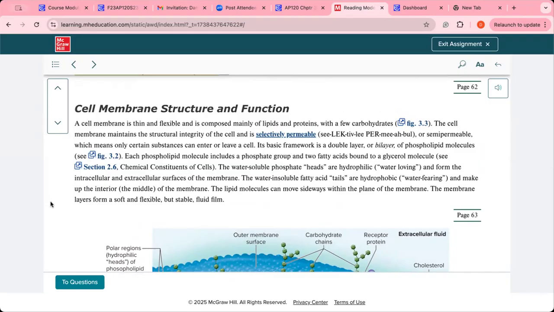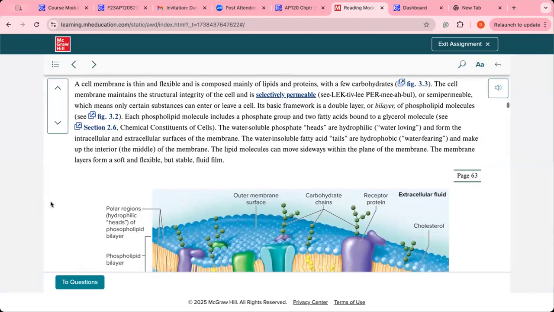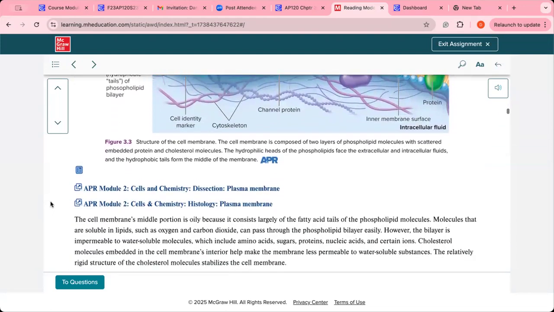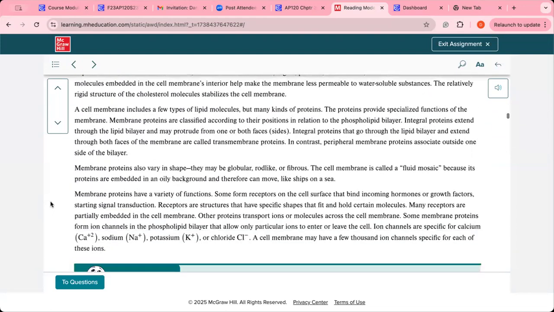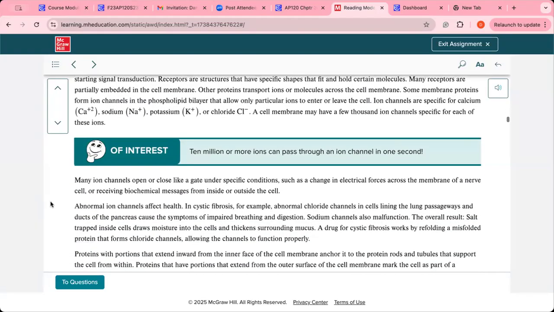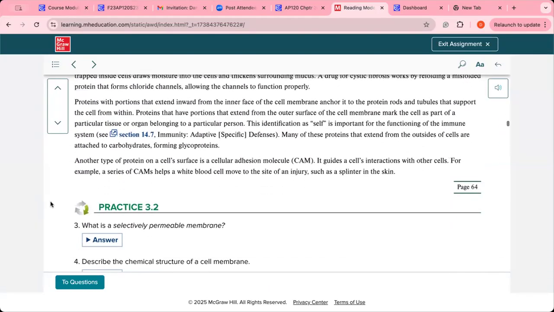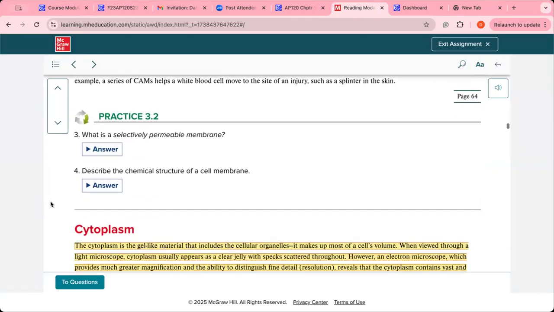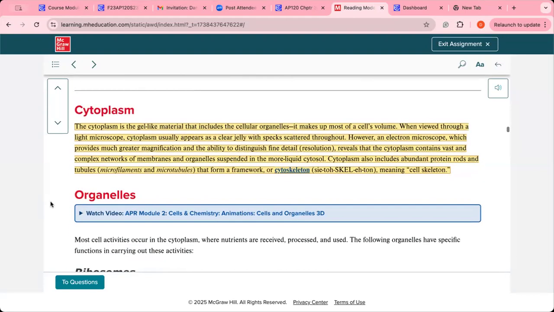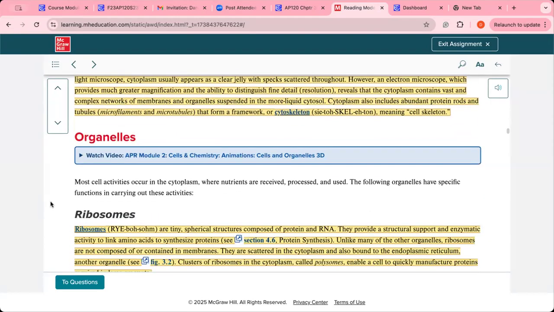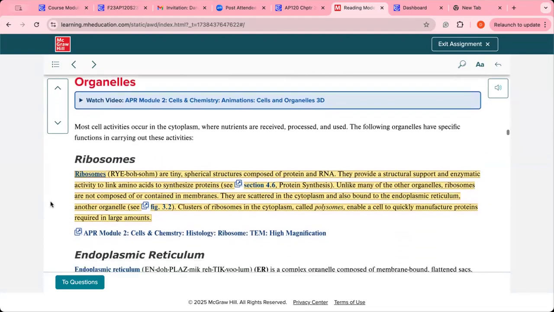Okay, we talked about the glycerol molecule. Make up the interior. The lipid molecules can move sideways, the stable film. Okay, but it doesn't tell me anything. Okay, keep going. It hasn't told me what they do if they can't. Let's see. Okay, that's cytoplasm, cytoskeleton. I don't know where this is.